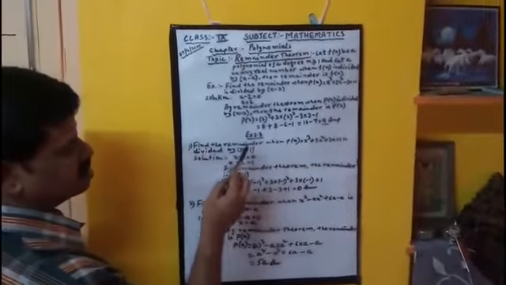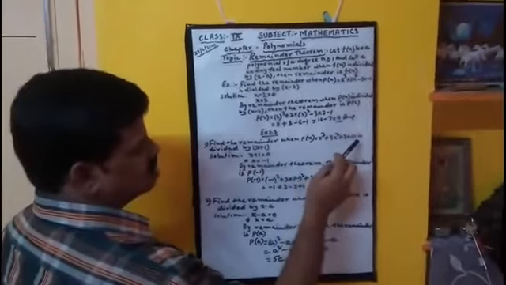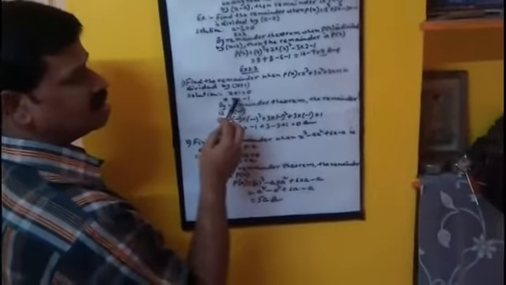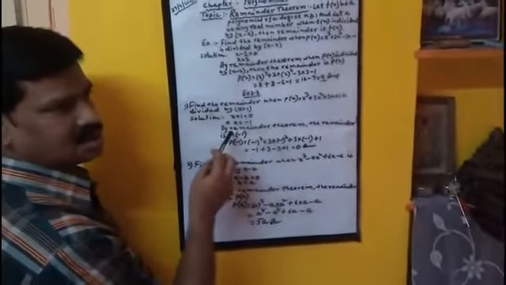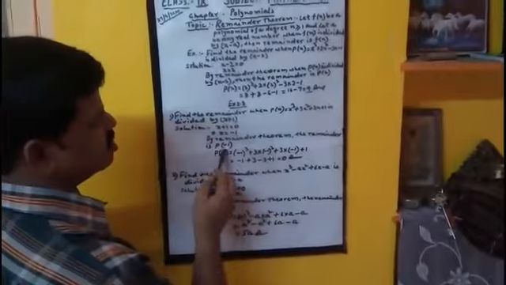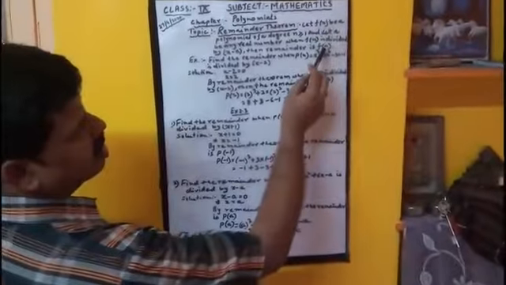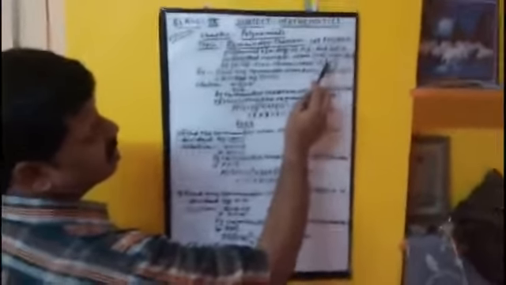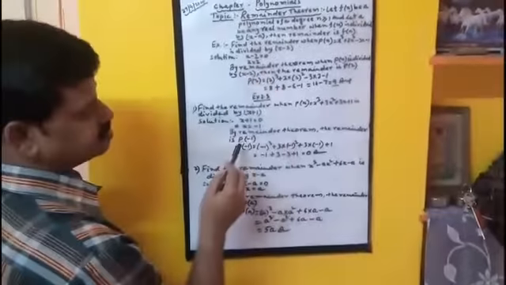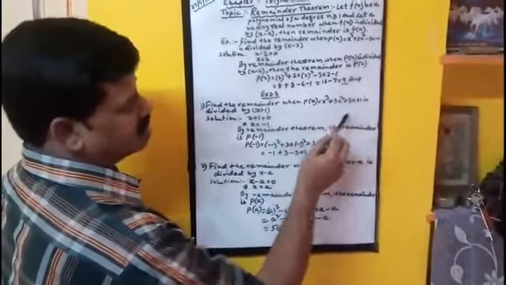Now go to the exercise. Find the remainder when P(x), this one, is divided by x plus 1. So x plus 1 equal to 0, so x equal to minus 1. So by remainder theorem, the remainder is P(minus 1), as here it is minus 1. See, in remainder theorem, here is f(a) as it is divided by x minus a. Now put the value of x in that polynomial.